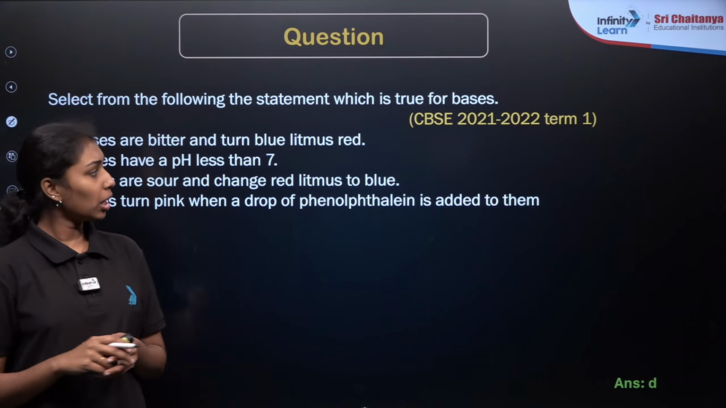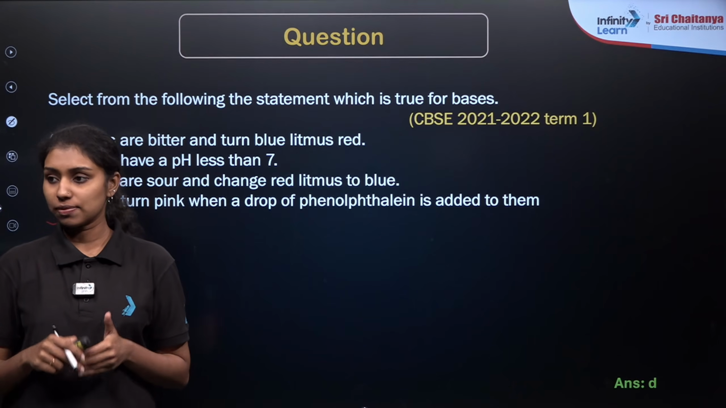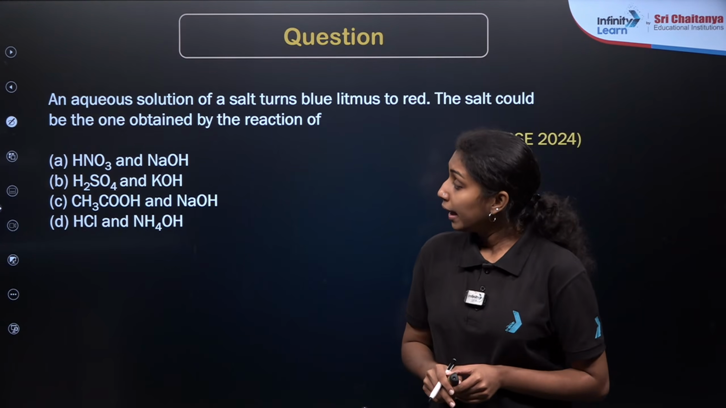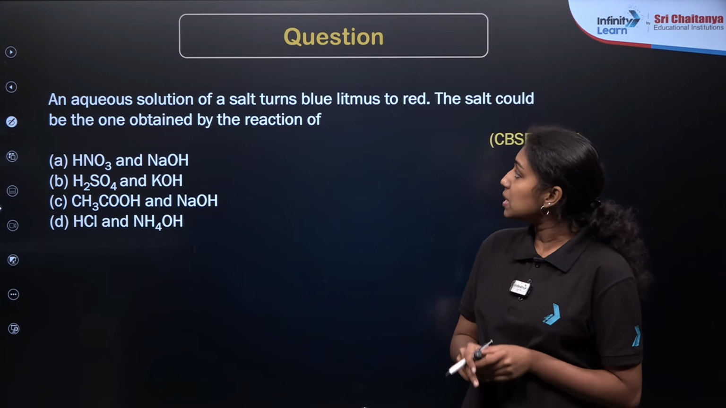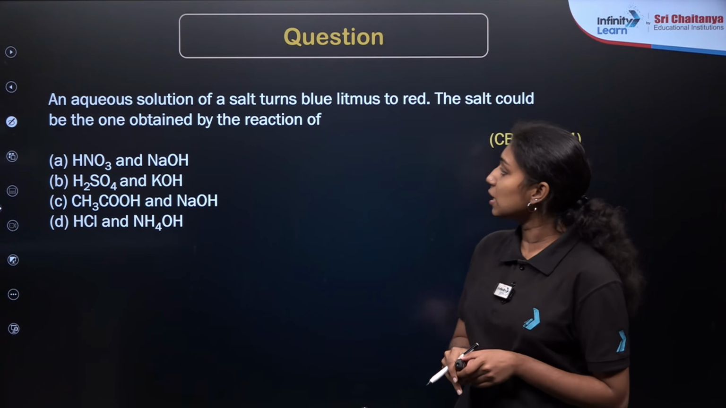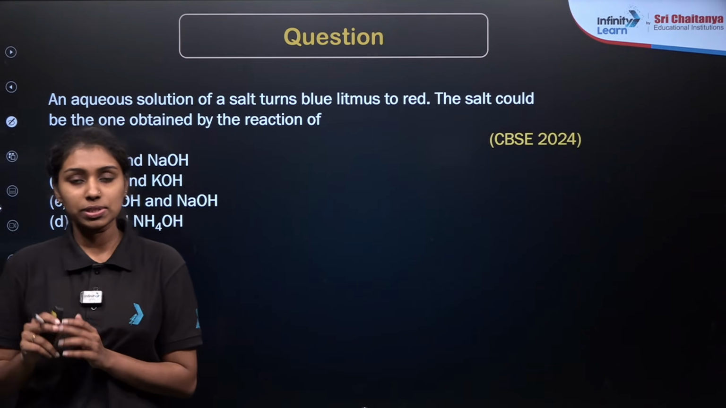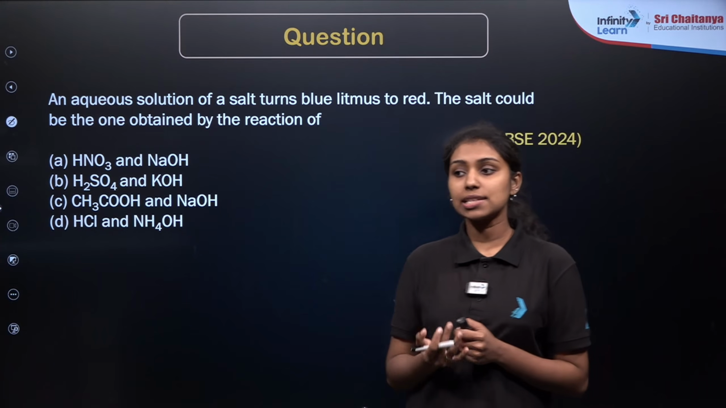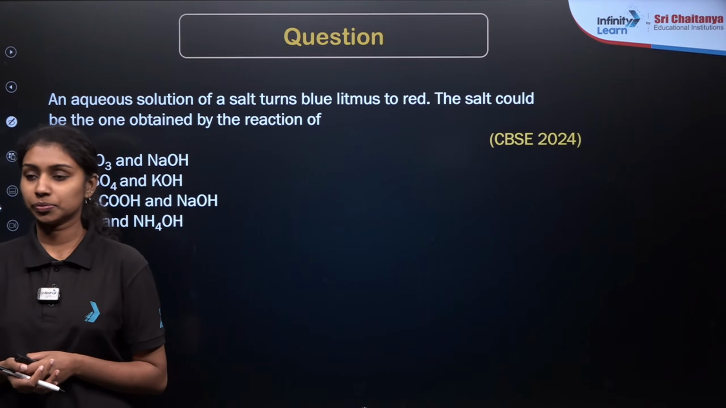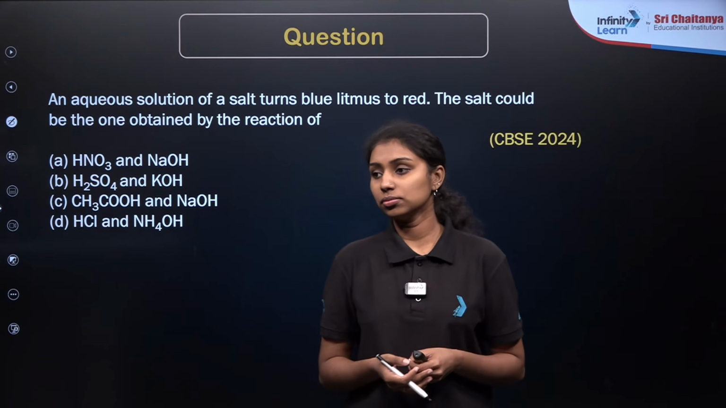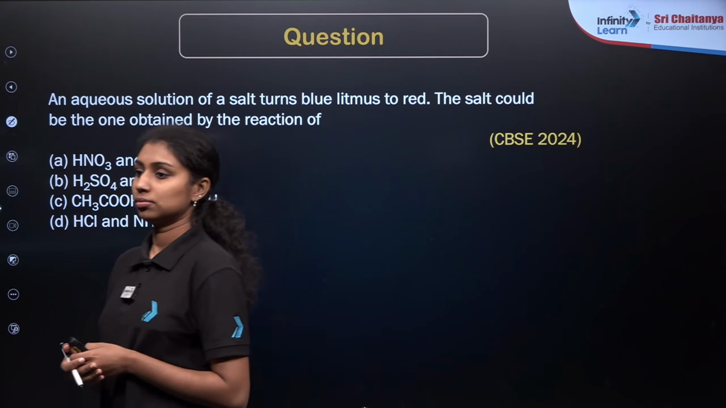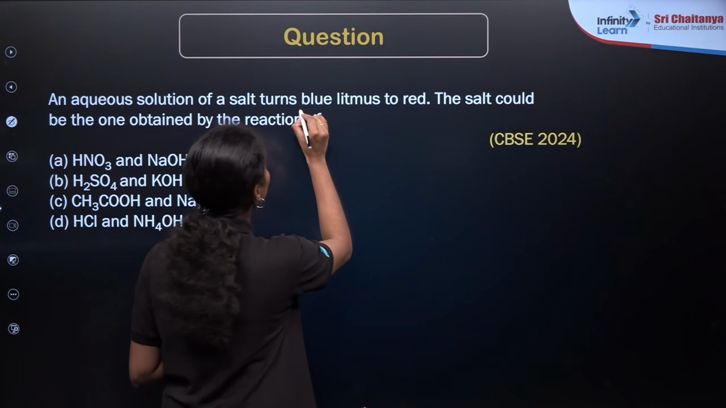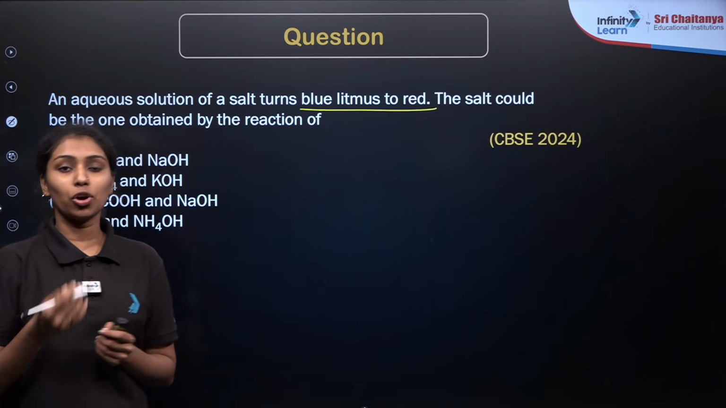So this is a very easy question about the difference between acids and bases, as we already know. Now we are moving to the next question. An aqueous solution of a salt turns blue litmus to red. The salt could be the one obtained by the reaction of. This type of question is very important. This is based on the application of the parent acid and parent base. An aqueous solution of a salt turns blue litmus to red. So we need to identify whether it is acid or base.